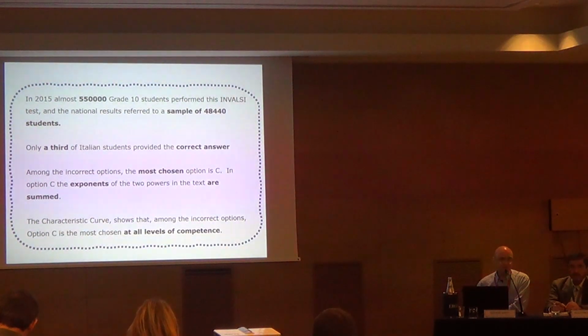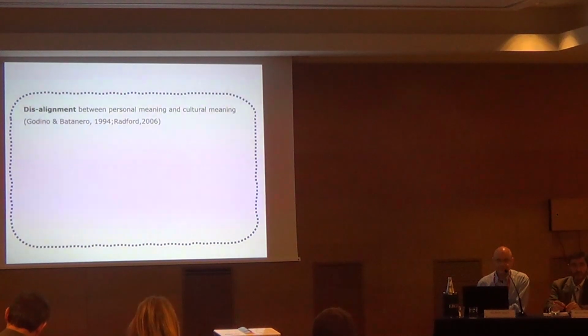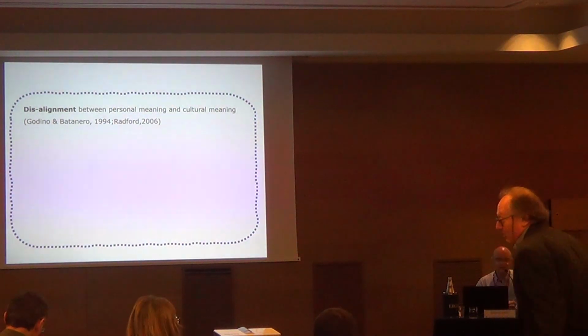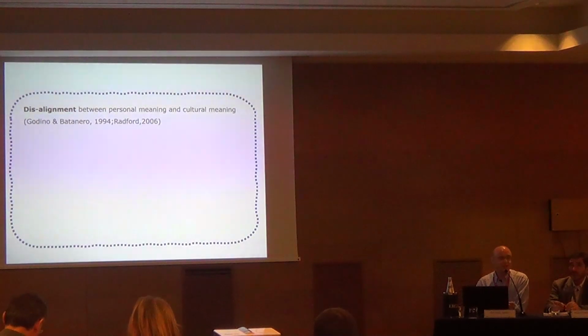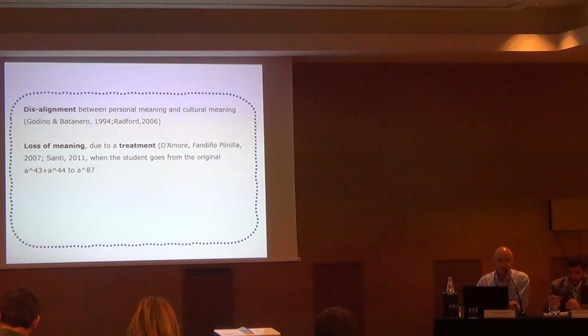And again, as we go through the characteristic curve, you see that the wrong answer is given also at high levels of competence. So we see a misalignment between the personal meaning, the meaning that students individually give to the inequality, and the cultural meaning, which is the mathematical meaning we would like our students to learn. And so again, a loss of meaning, again due to treatment.